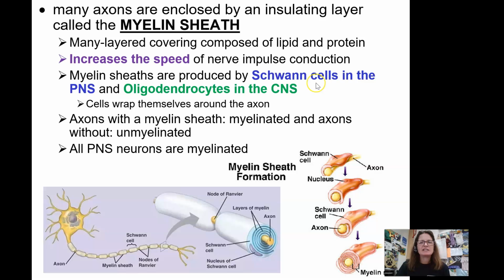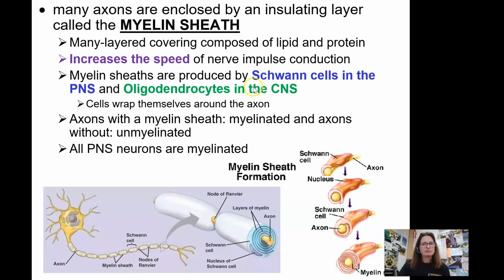Notice there are two different kinds of cells. One cell makes myelin for the peripheral nervous system and one for the central nervous system. So oligodendrocytes make myelin in the central nervous system, and Schwann cells make myelin for the peripheral nervous system.